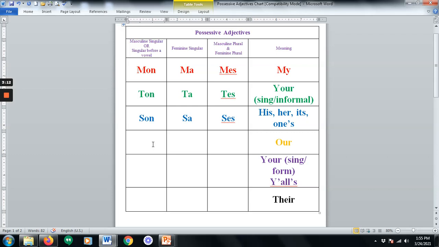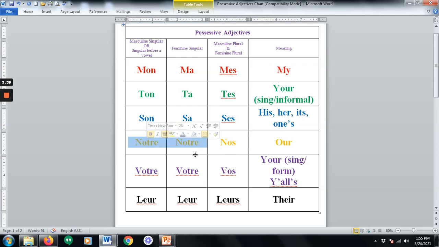Once you get here, it changes a little bit, and you have notre, notre, and nos. Then you have votre, votre, vos. And my favorite is leur, leur. The last 3 are easier because there's only 2 forms. You only have a singular and then a plural. You don't have a difference between masculine singular or feminine singular. So that helps a lot when you're studying and needing to know what things are.